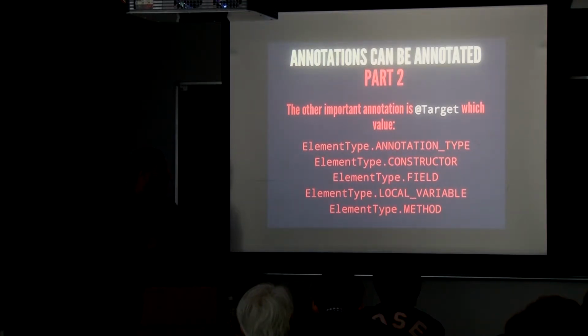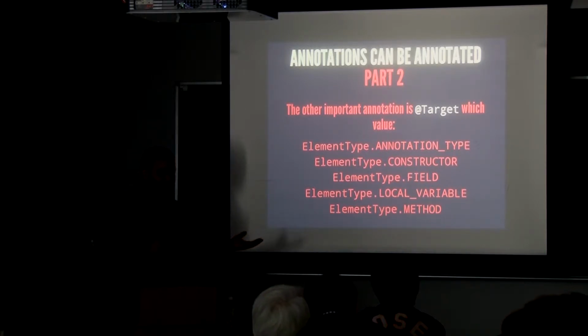Another important annotation is target, which tells to which kind of entity annotations can be applied. So these are 5, but there are way more actually. You can attach an annotation to an annotation, or to a constructor, to a field, to methods, to variables, and so on. So there are several options here, and you have to choose the right one. If you say an annotation is only valid for a field, you cannot add it to a class, of course.